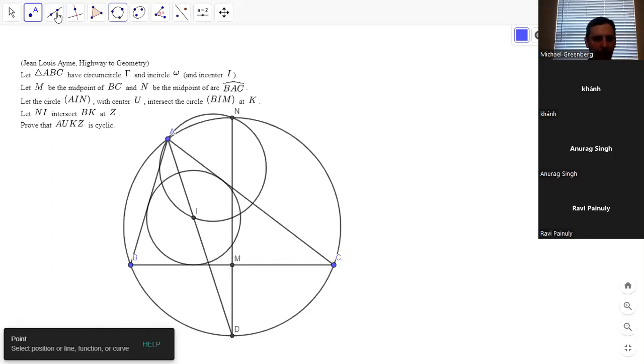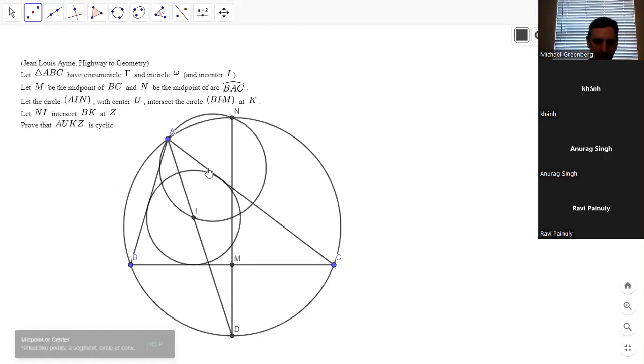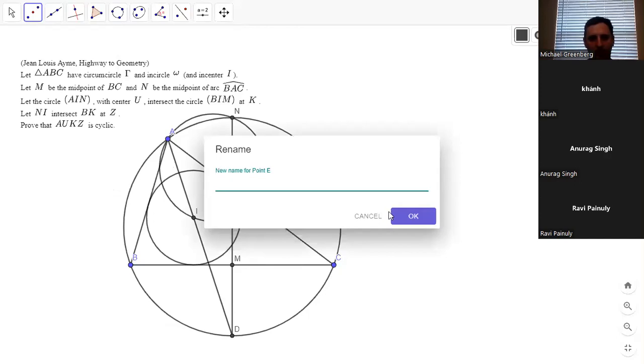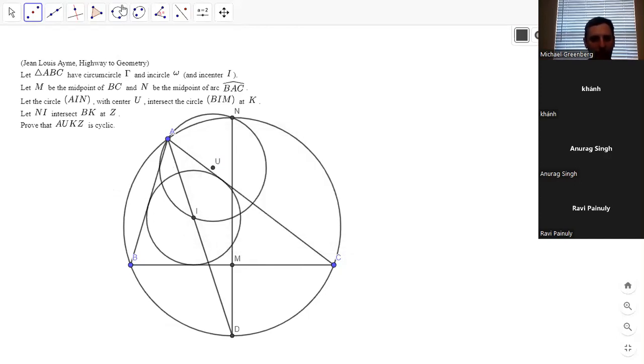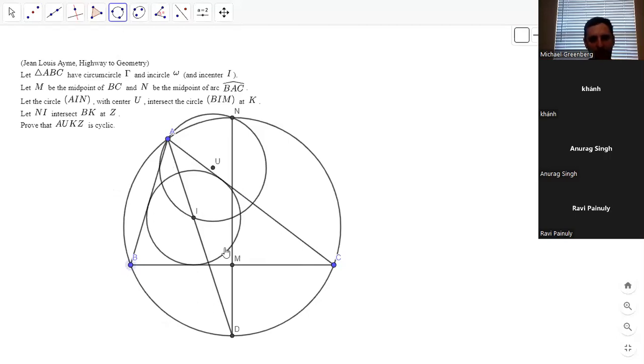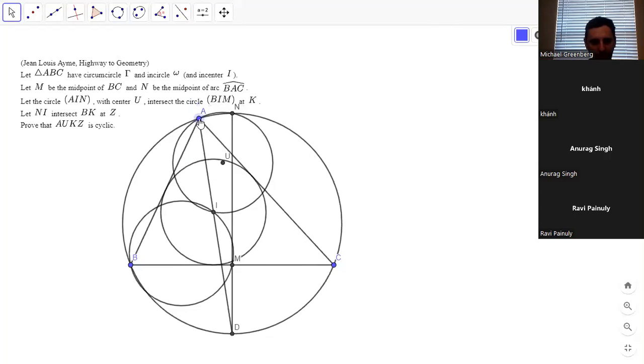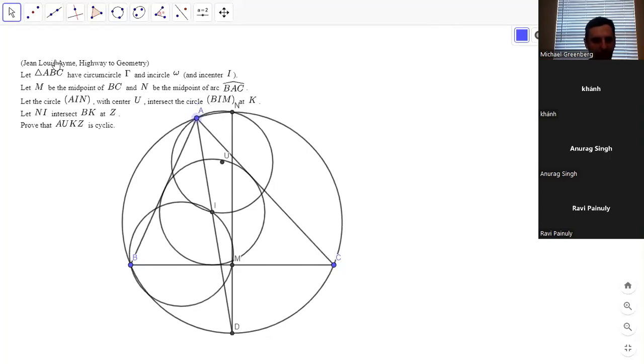So this circle, we want U to be the center of it. And we want it to intersect this circumcircle BIM at point K. Oh, but I don't think we had the incenter in the last problem. So something I think might have been different. It almost looks like they're tangent, but we don't want them to be tangent. We want them to intersect at point K.